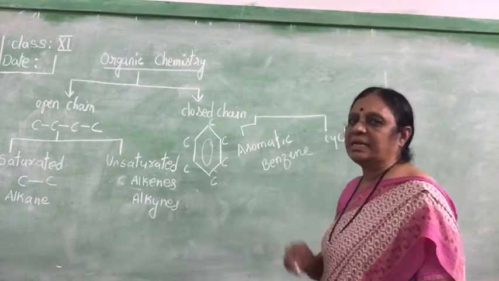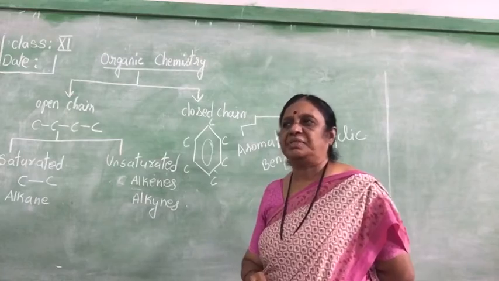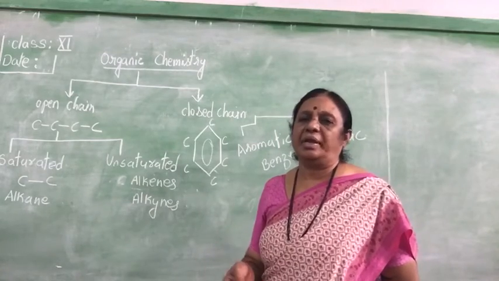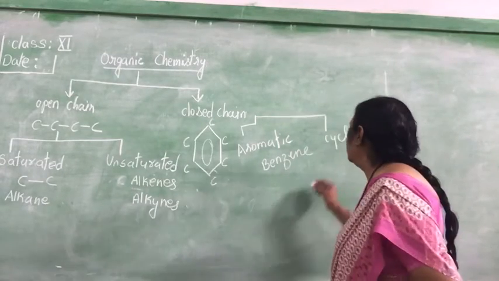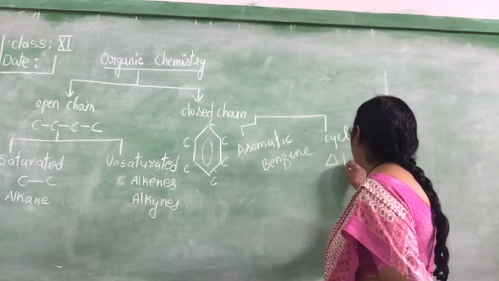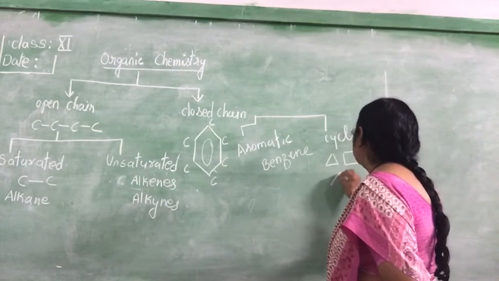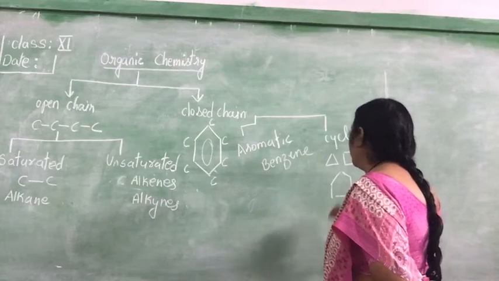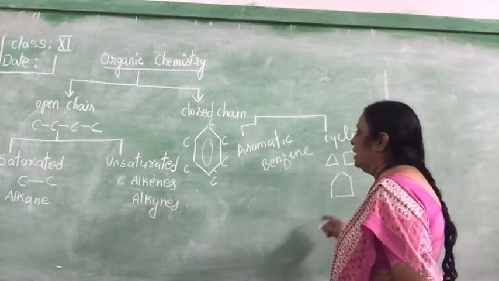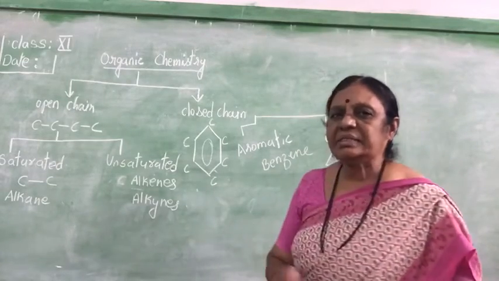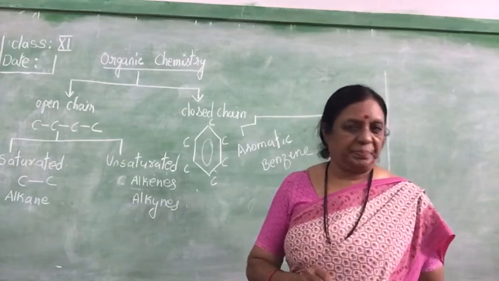Now alicyclic compounds are those compounds which do not have alternate double bonds. So they are called cyclopropane, cyclobutane, cyclopentane and cyclohexane. Is it clear, children? Now let us start with the alkanes.